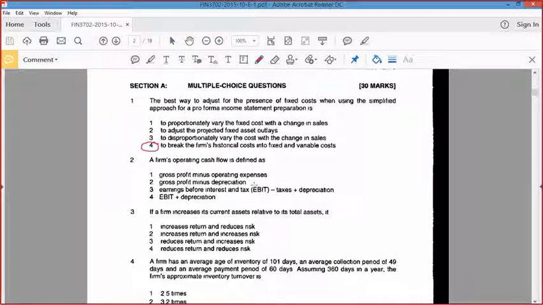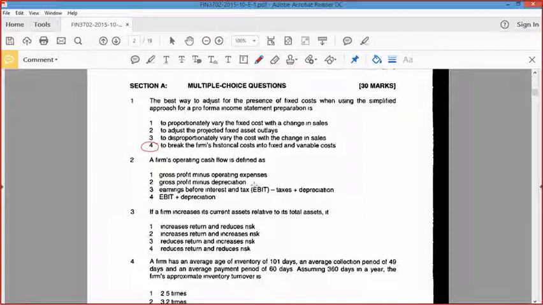Okay. 2. The firm's operating cash flow is defined as, okay, so this is your OCF. You've covered OCF in FIN3701 and now again in FIN3702. In FIN3702 it's generally an easier calculation because you're not drawing up all of those workings to get the OCF. Mainly they give you something and then you have to adjust the amount. So here they're talking about either gross profit or EBIT and how we adjust it in order to get OCF.